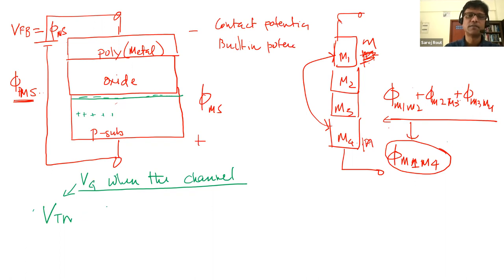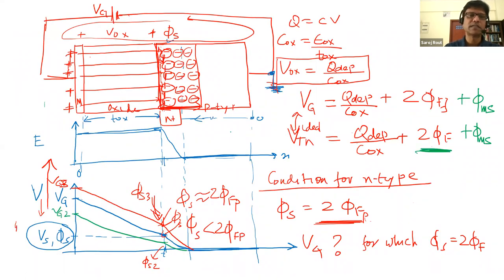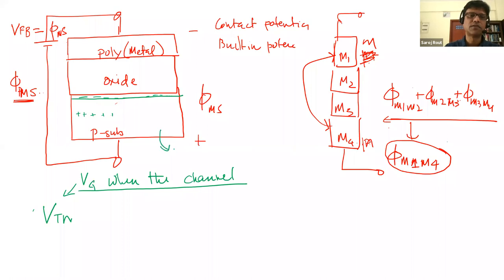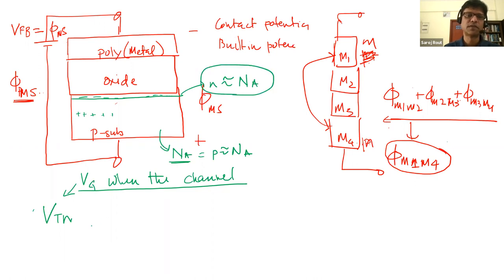And the reason we use this quantity is basically, let's say this was doped with some acceptor ions Na, right? So the hole concentration is equal to this Na. During this inversion voltage, the electron concentration almost becomes the same as the hole concentration. That's why it's called an inversion of the channel. So for this inversion of the channel, whatever value I need to first deplete the channel, plus I need that 2 phi F value, plus I need the metal semiconductor junction potential.